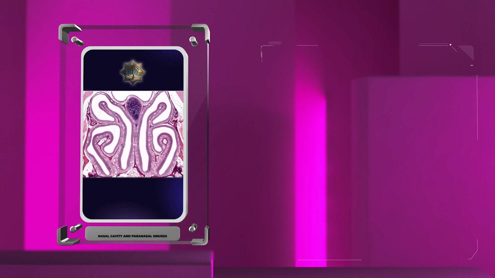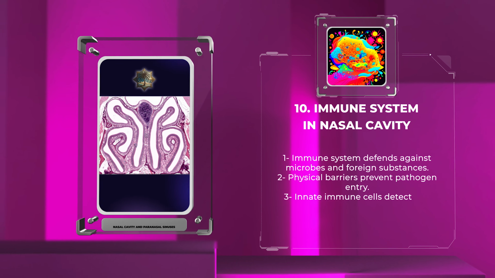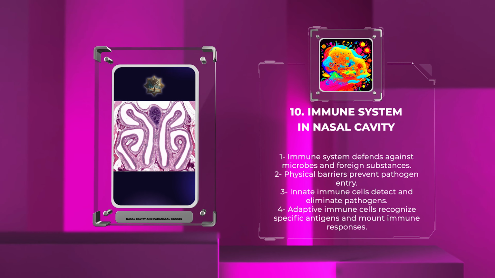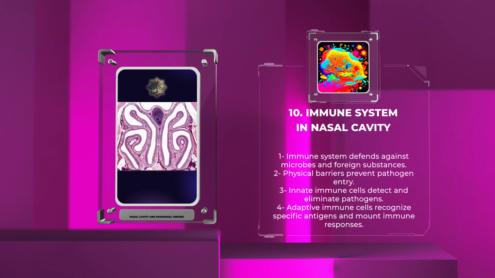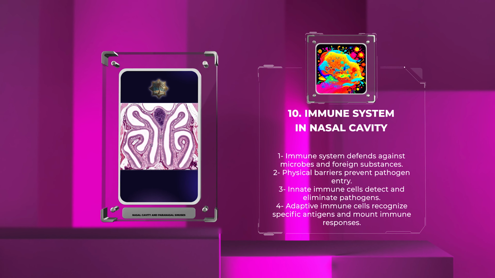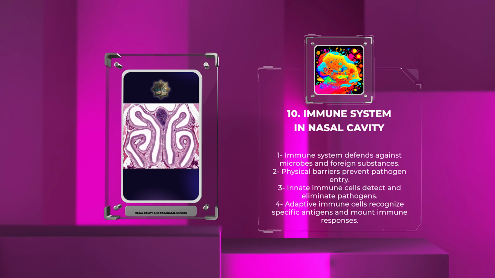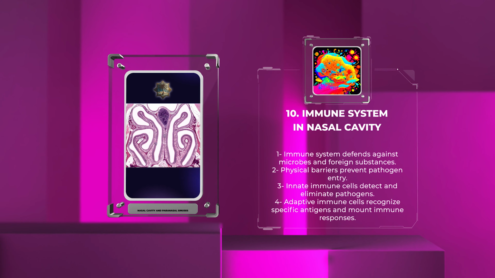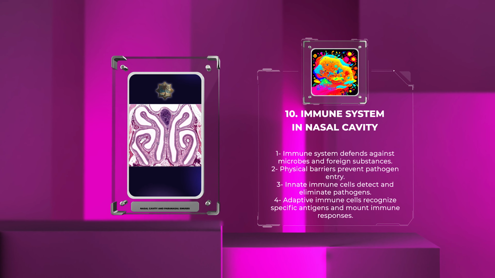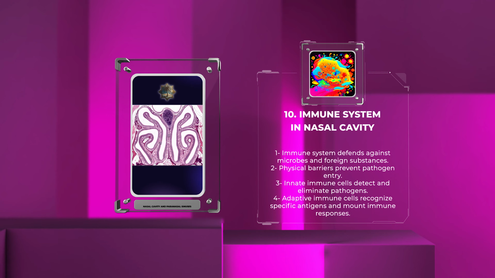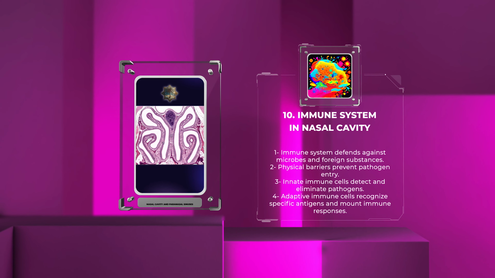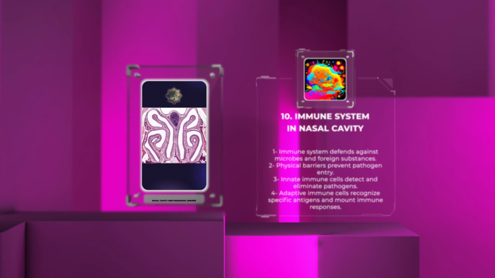The immune system in the nasal cavity defends against microbes and foreign substances. Physical barriers like the mucosa and cilia prevent pathogen entry. Innate immune cells, including macrophages and neutrophils, detect and eliminate pathogens. Adaptive immune cells, like B lymphocytes and T lymphocytes, recognize specific antigens and mount immune responses. Understanding this system is crucial for understanding nasal infections and allergies.